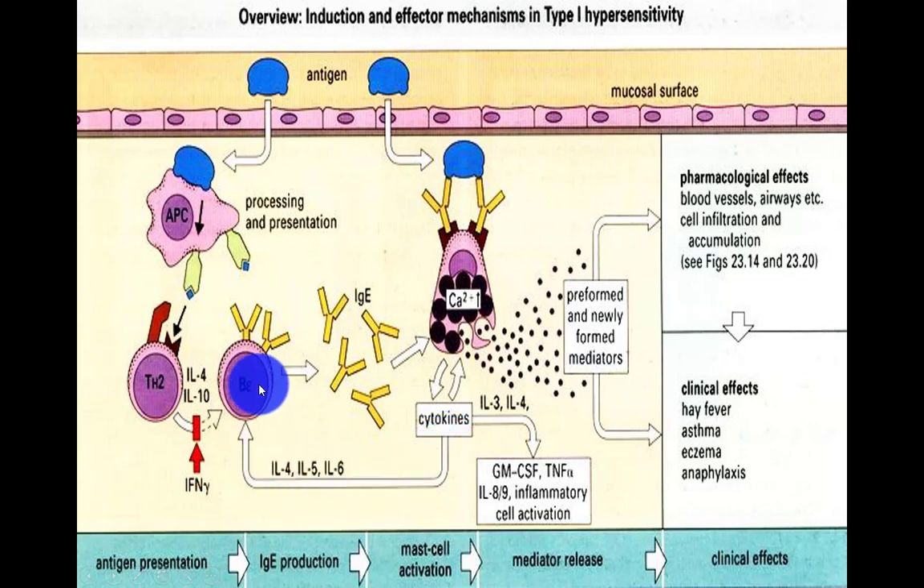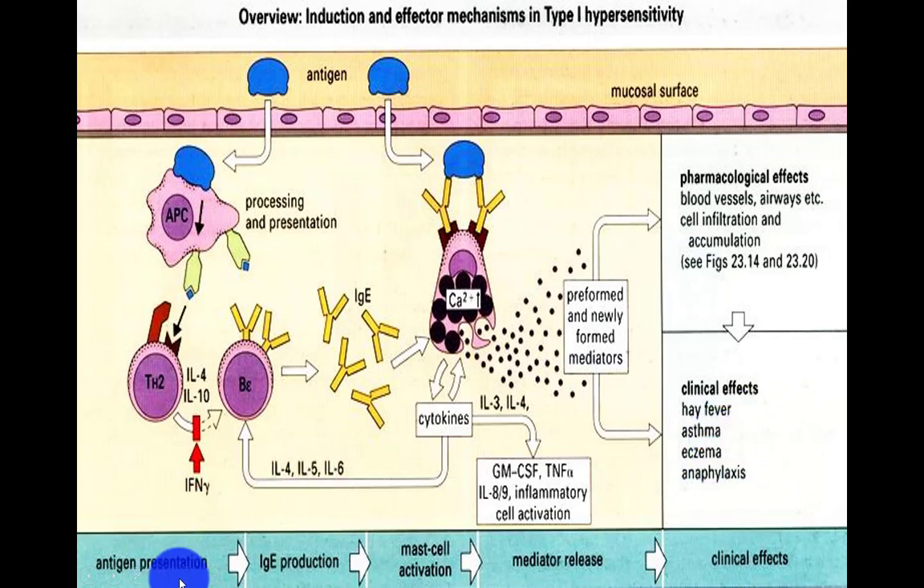Cytokines affect the B lymphocyte. IgE is formed. Other inflammatory mediators form a newly formed mediator. Pharmacological effect: blood vessel, airways, cell infiltration, accumulation. Clinical effect: hay fever, asthma, eczema, anaphylaxis.